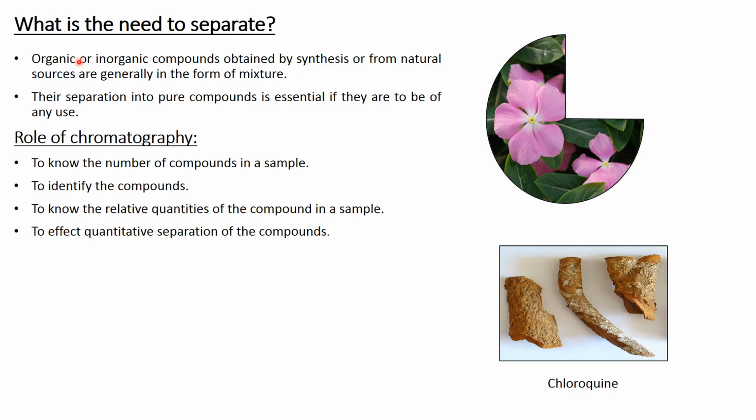So whether it is an organic or inorganic compound obtained by synthesis or from natural sources, generally it is in the form of mixture. And it is extremely important to purify or to separate them into pure compounds if we really want to make use of that particular compound. So in vinca, I have just listed one of the alkaloid, that is vindicin, which has anti-cancer property, and it is used for the treatment of cancer.